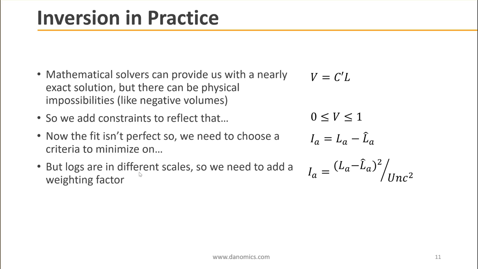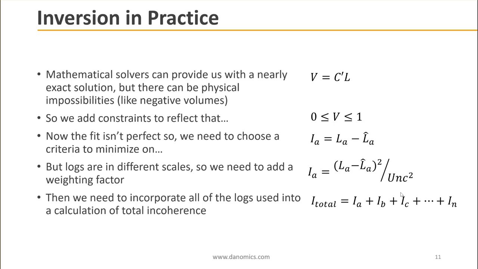Okay, but the logs are in different scales and they have different levels of uncertainty. So now we need to calculate an incoherence that is weighted by some factor. And then we need to do that for all the logs. So we calculate a total incoherence. That's the weighted difference between our actual and our predicted logs for each log in here, and that is how we force this solver to give us the volumes.